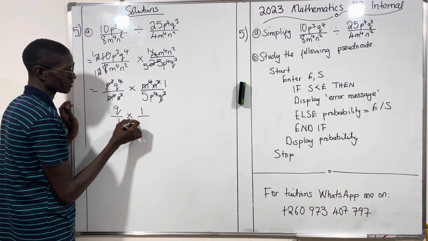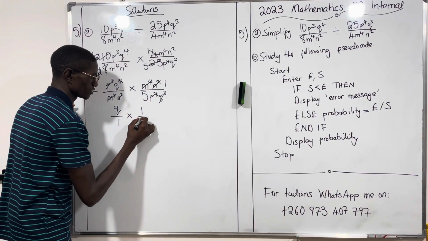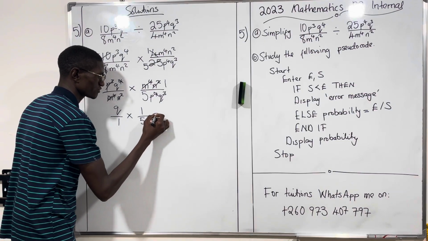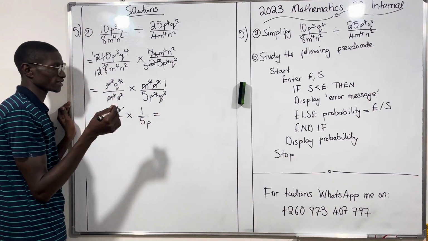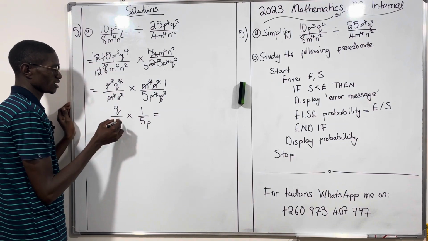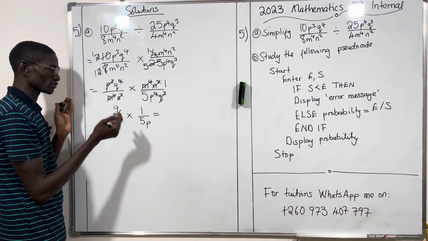And then here, what is remaining? We're just remaining with 5p. So we have 5p. So be very careful. Make sure you pick all the values that have remained. Don't leave out any value. So at this point, we've gotten to a part where we cannot reduce any further.